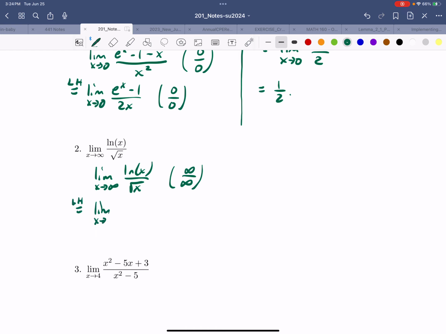So we're going to take the derivative of the top and the derivative of the bottom. We're going to get 1 over x on the top, and on the bottom, 1/2 x to the negative 1/2, which is 1 over 2 root x. Now, at this point, you could try to take the limit. You're going to get 0 over 0, and you might think, oh, I'm going to do L'Hopital's rule again. But no, that's just going to dig you into a deeper and deeper hole. What you really need to do is simplify.